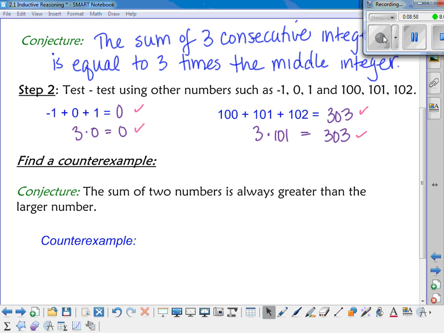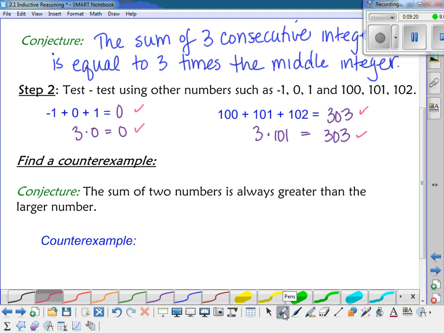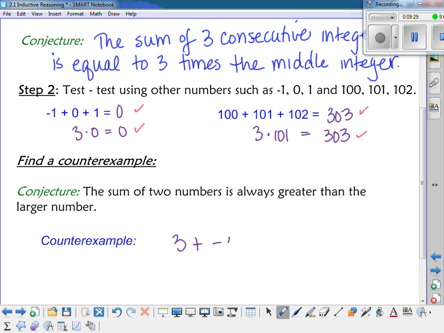Okay, so here's another conjecture. We're going to try and find a counterexample. The conjecture is the sum of 2 numbers is always greater than the larger number. So is there a counterexample we can think of for this? Well, anytime you add, if one of them is negative, then the result's going to be smaller, right? So a counterexample could be anything where, say, 3 plus -4, that equals -1.